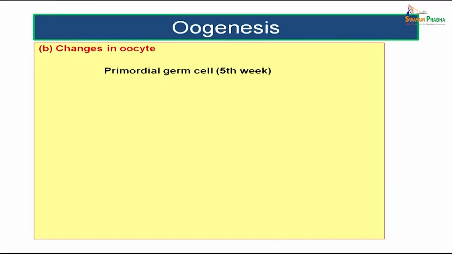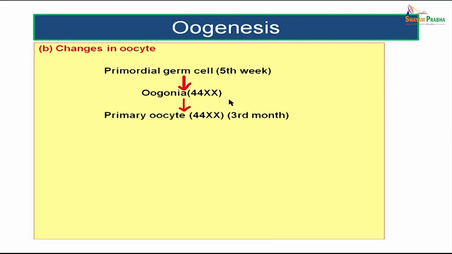First we will see the formation of the primordial germ cell, roughly during the fifth week of intrauterine life. Now the primordial germ cell will be converted into oogonia. Just have a look at the chromosome number. It is 44XX, the diploid number of chromosomes. So the primordial germ cell has a diploid set of chromosomes, and the oogonia as well. Now it is converted into a primary oocyte. This happens roughly during the third month of intrauterine life, that is during the first trimester. And again, the chromosome number is diploid.